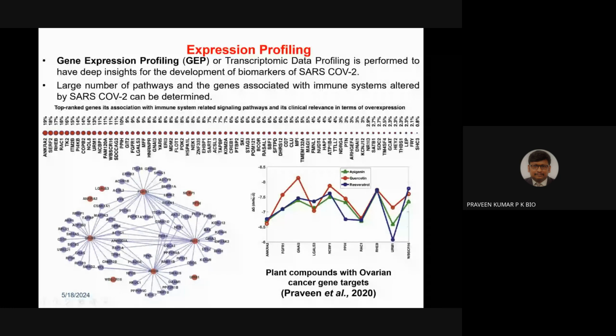You can enrich the genes and bring out the top important genes. And from the top important genes, you can also use a combination of drugs and check which is the best one. This kind of research was done in 2020. I published it in an Elsevier journal, on ovarian cancer.